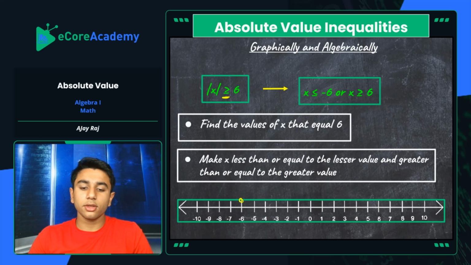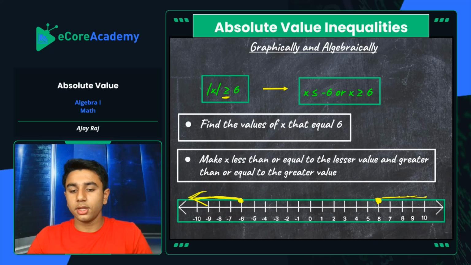So we're going to put a solid point at negative 6 because it's less than or equal to, and then we're going to etch our way onwards to the left. Let me just put this a little bit higher and thicken this. So we're going in that direction. And then we're going to take positive 6 here because it's greater than or equal to positive 6. And we're going in this direction, rightwards. And that is how we represent it graphically.